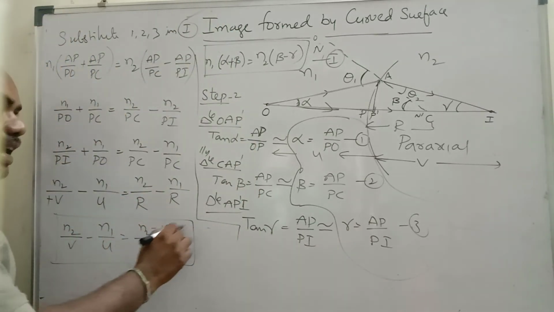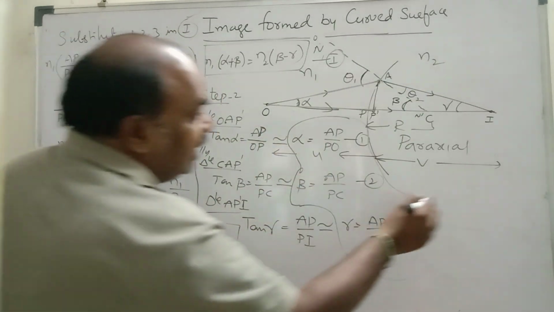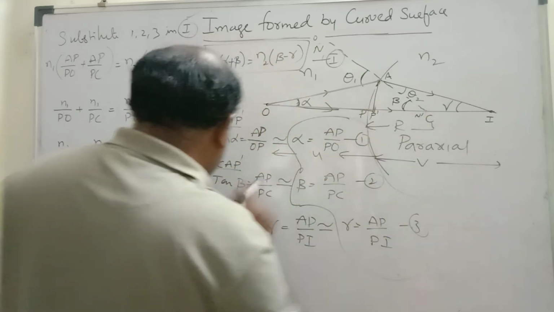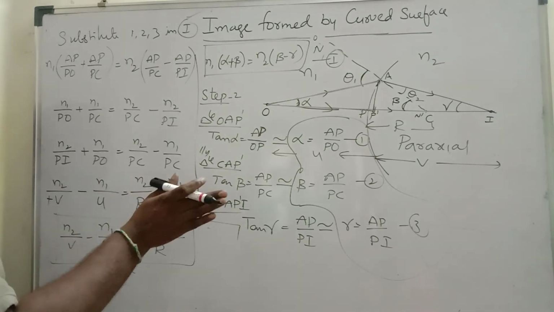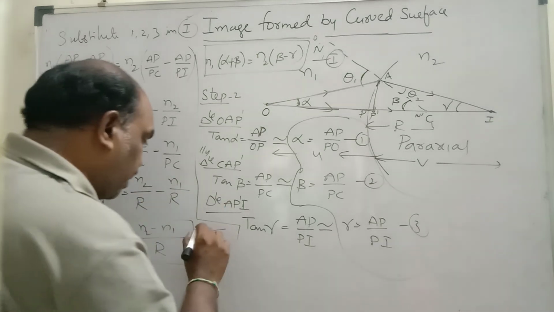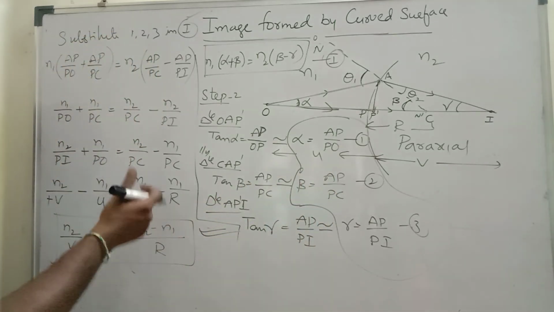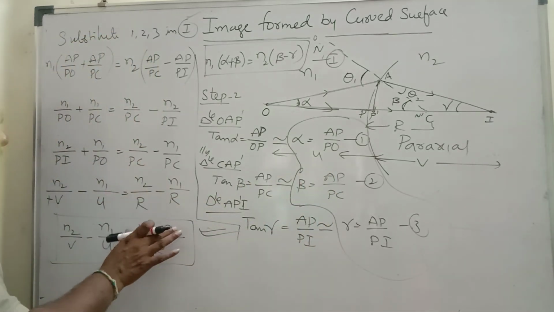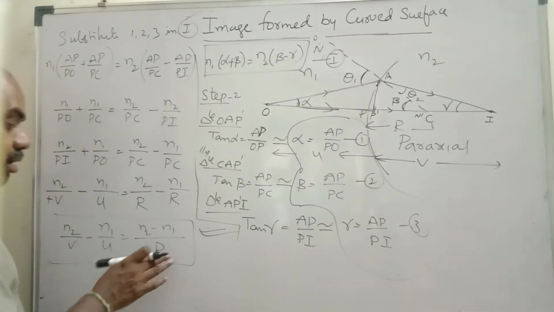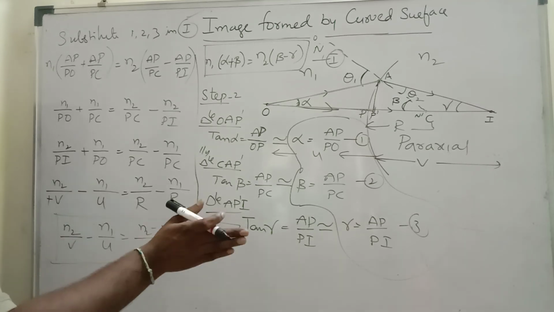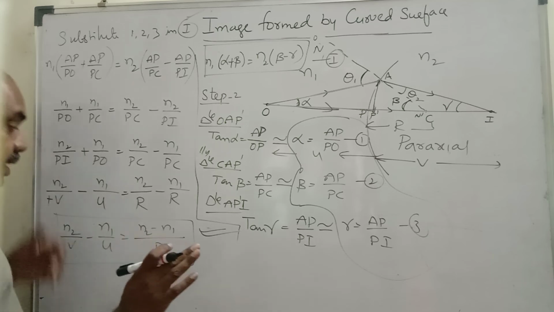Very, very important, where n1 is the refractive index of the first medium, n2 is the refractive index of the second medium, R is the radius of curvature, pole to center of curvature is the radius, u is the object distance, pole to object, v is the pole to image distance. If you know this formula, any problem you can derive very easily. In the problem, they will give numerical values. Refractive index has no units, whereas R is radius of curvature measured in centimeter or meter, object distance and image distance also measured in the same centimeter or meter.